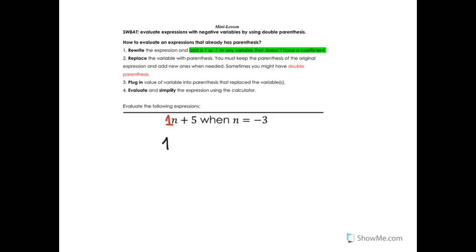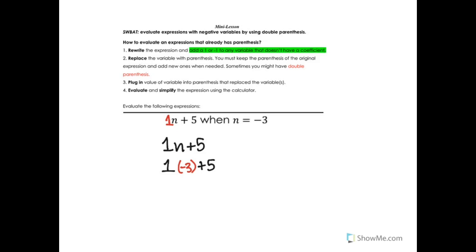So we have 1n. And again, I'm writing that 1 because it's going to play a big role when we look at different and more challenging examples later on. So we have 1n plus 5, and now I'm going to go ahead and replace my variable with our parentheses. So I have 1 parentheses negative 3 plus 5.